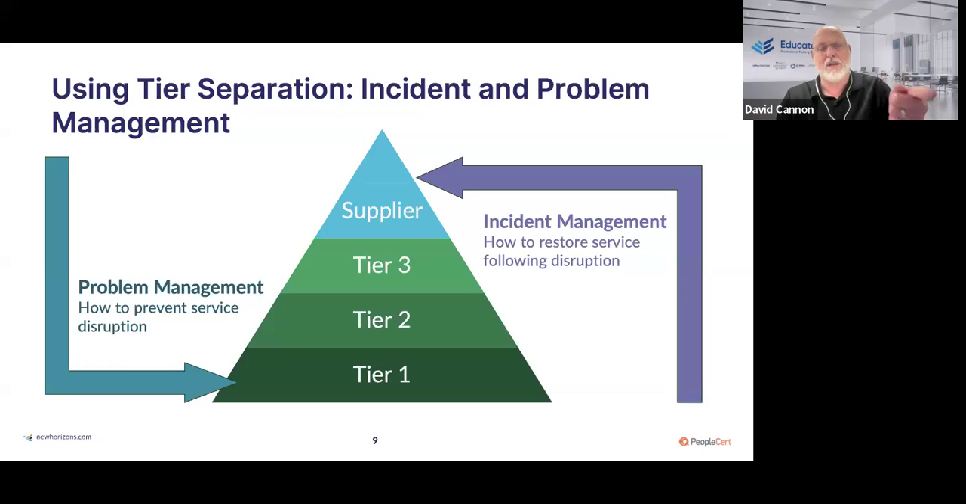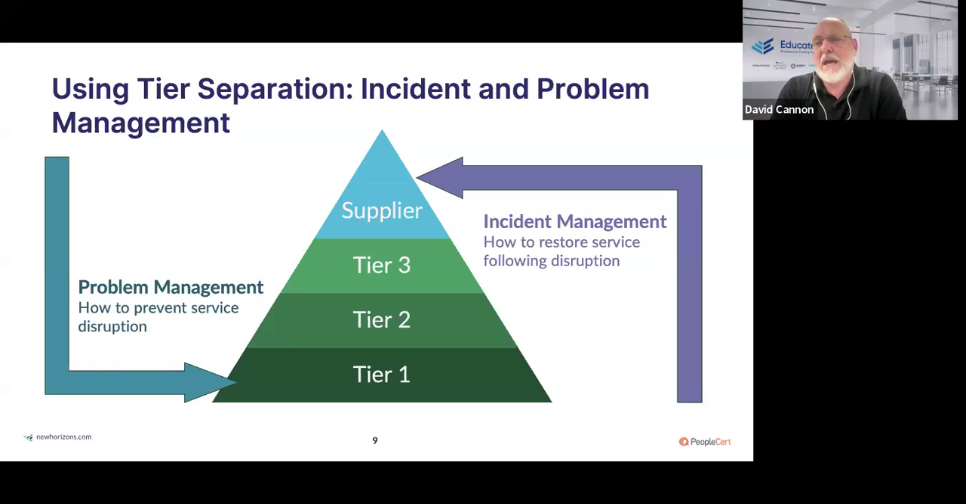You cannot prevent service disruption if you don't have a record of what the disruptions in the past were. You cannot restore service if you don't know what you need to do to restore the service, i.e., problem or workaround. So these two processes, and in ITIL 4 we call them practices because they're not just processes, they're also people and tools. They have to work together.